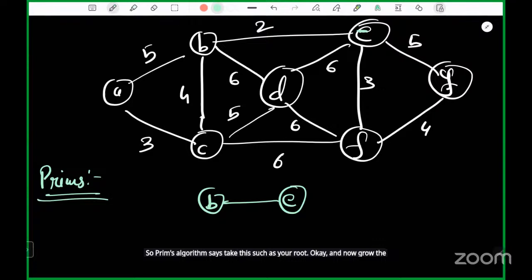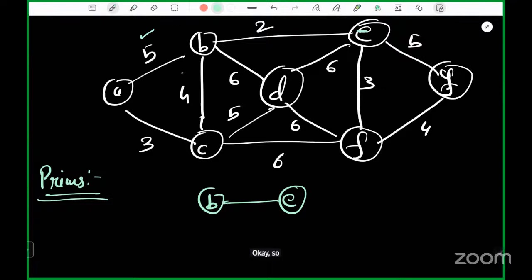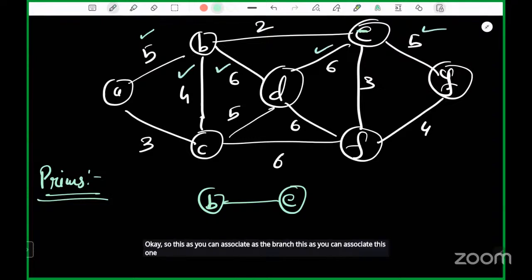Growing the tree means you have to attach some edges. So what are the edges? For now you have to select the choices. I can attach this edge because B is there. You can attach only those edges which have one endpoint in our tree and another endpoint outside the tree. So this edge you can associate as a branch, this edge, and this one. But again, we need to consider that it should not create a cycle and it should be of minimum cost. What will be the next edge I should consider?